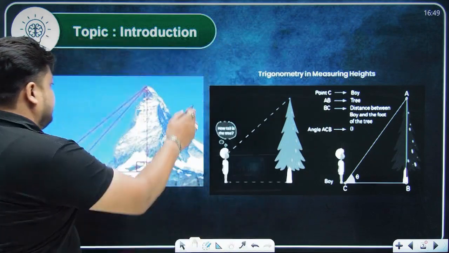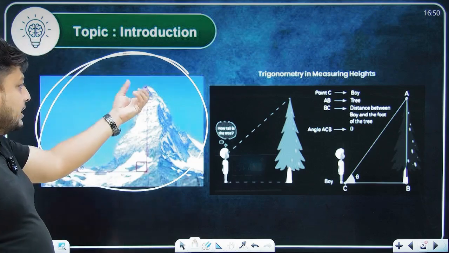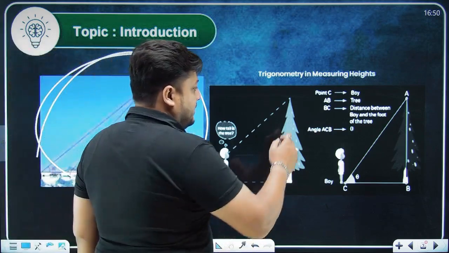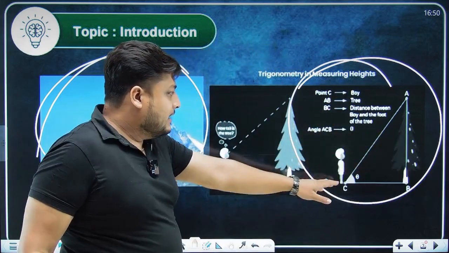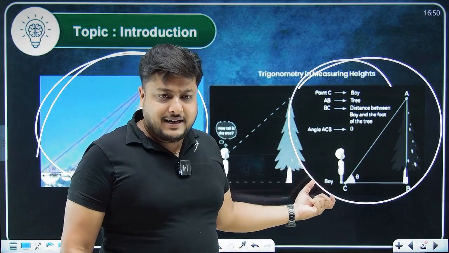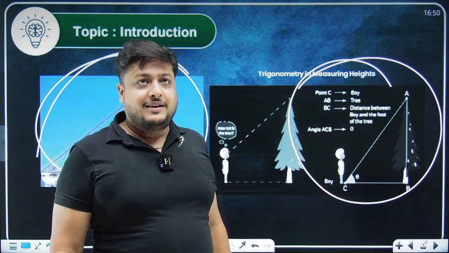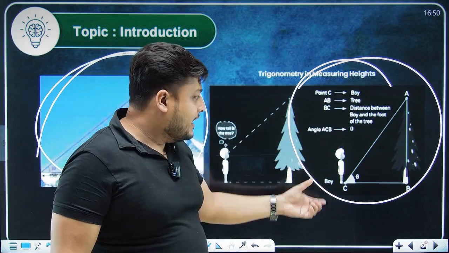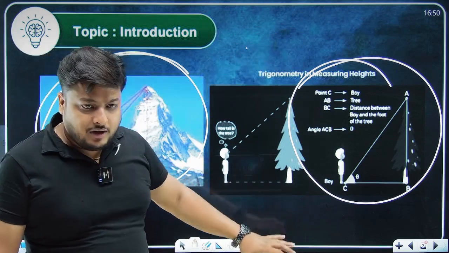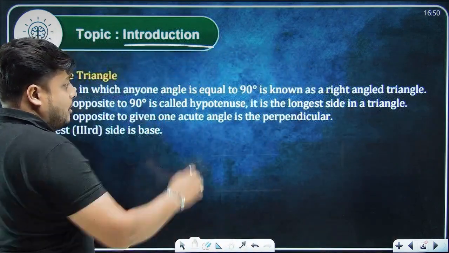Now see this image. You can see the mountains, right? So how can we find the height of the mountains? Using trigonometry only. Now let's see this image. Here you can see a right triangle ABC, and at C a boy is standing, watching the top of the tree. So how can we find the height of this tree? Only using trigonometry. Let's move to the next slide and discuss the introduction.